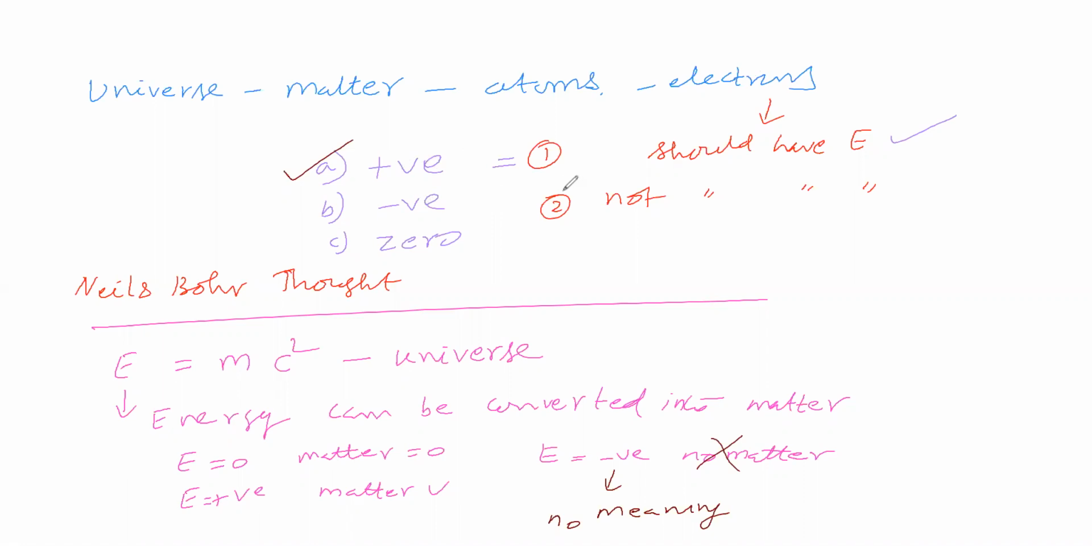Energy, in the sense, two values are possible. One is zero, another is some positive value. That's all. For energy, the word negative should not come at all. That is the general view. Now we will go for the Niels Bohr point of view.